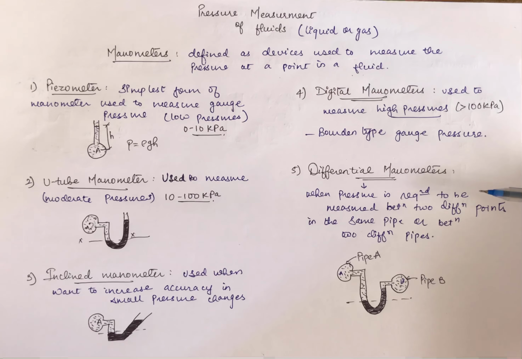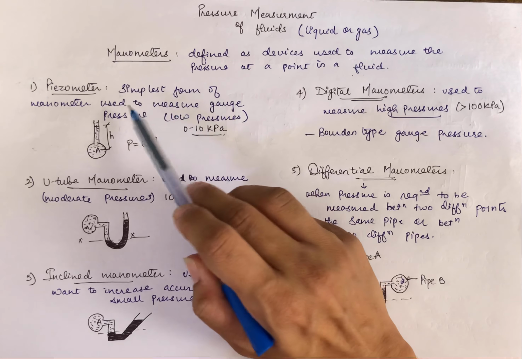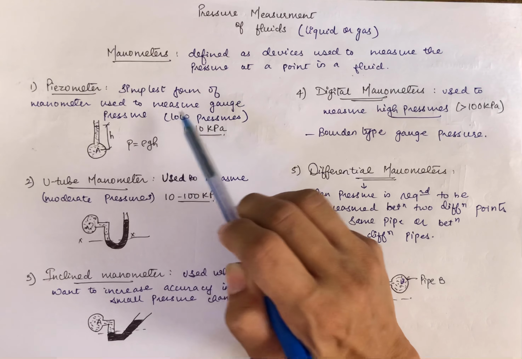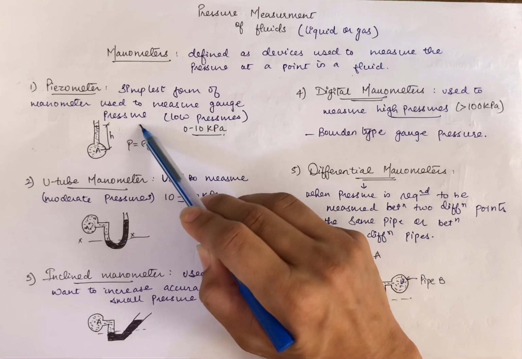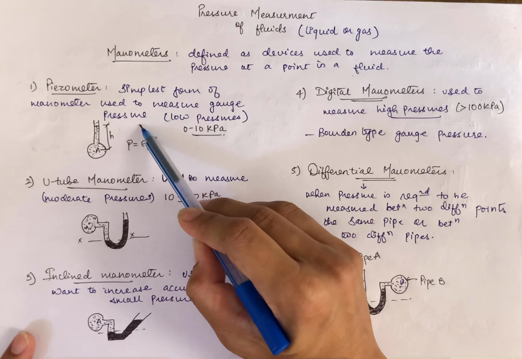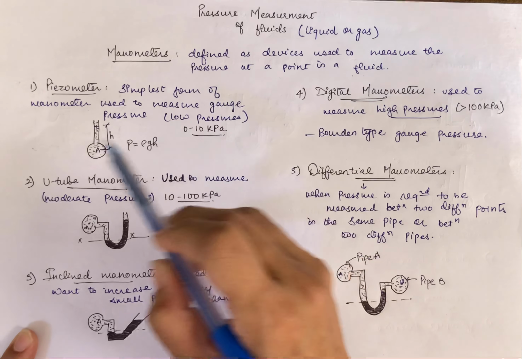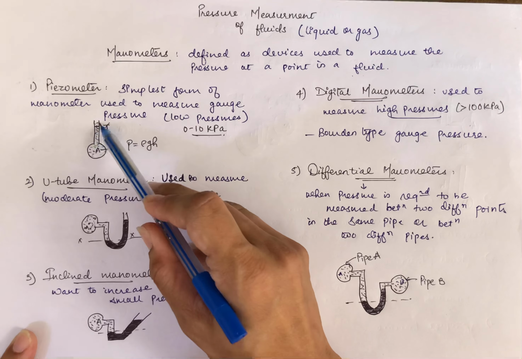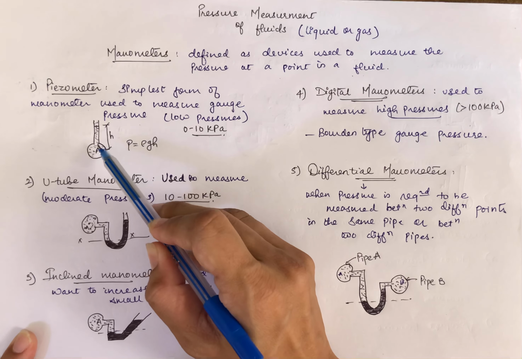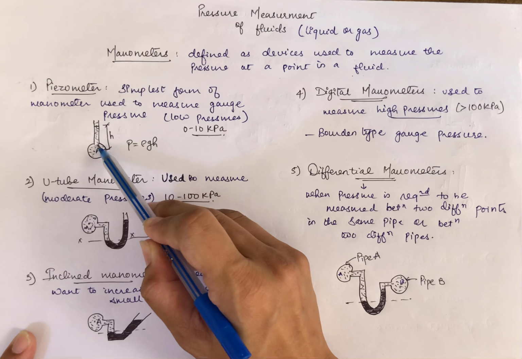Starting with the first type of manometer, which is the piezometer. The piezometer is the simplest form of manometer, which is used to measure gauge pressures, and gauge pressures are the positive pressures that are measured above the atmospheric pressure. Such piezometers are used to measure low pressures, that is, in the range of 0 to 10 kilopascal. Here, as you can see, this is the cross section of a pipe with which a glass tube has been attached, and h is the height of the fluid column in the glass tube.